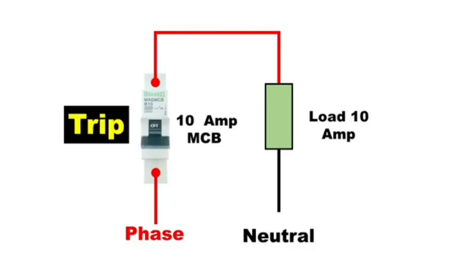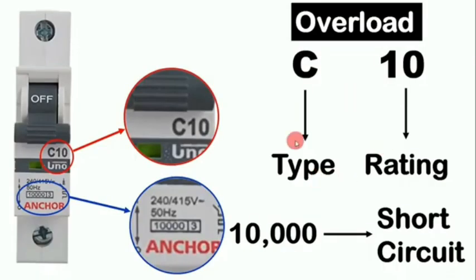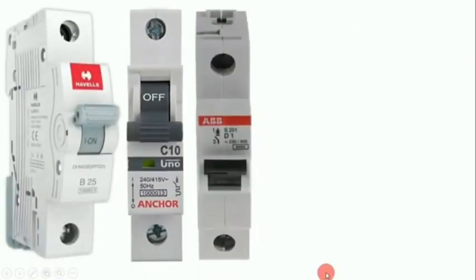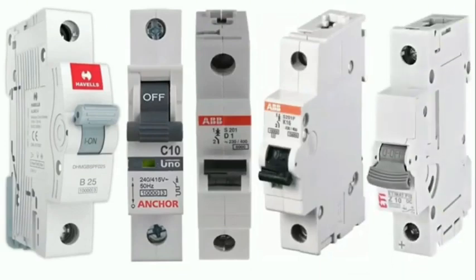But friends, if suddenly high current starts flowing through this MCB, then in this condition, it depends on the type how fast this MCB trips. In this video, I will discuss this type. The MCBs you use are generally of 5 types. First is B type, then C type, then D type, then K, and finally Z type MCBs are available. So overall 5 types of MCBs you can find in the market.